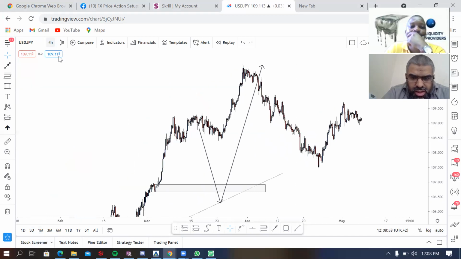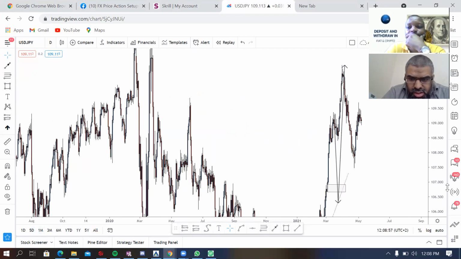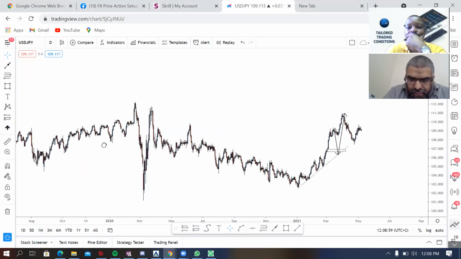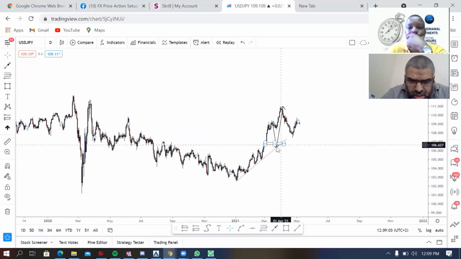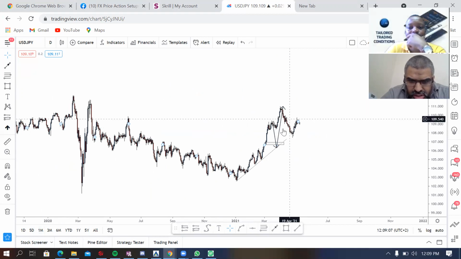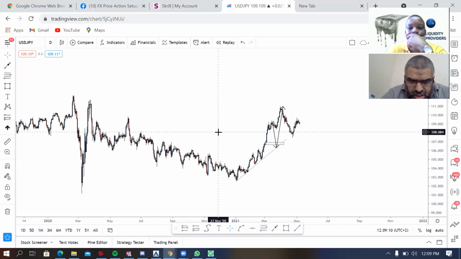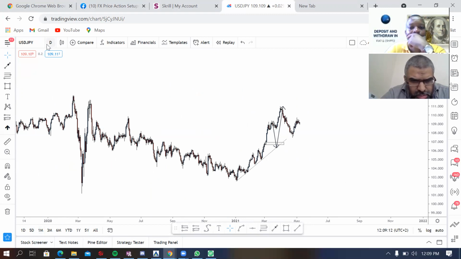Was I on daily? Because this setup here failed on daily. Yeah, it was on daily. So I anticipated that it's going to come down to this level, and then I'll buy it going up. It keeps going up and then comes back, as you can see. It's a mess, this one. It's not clear, is it?